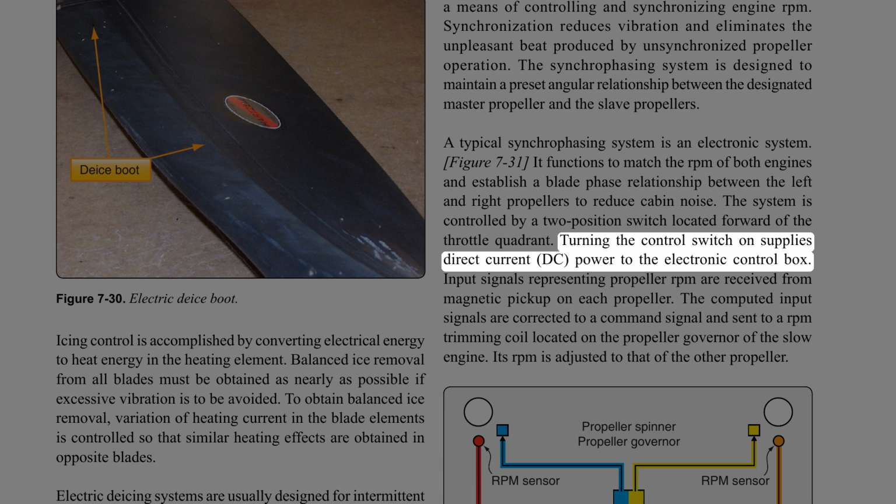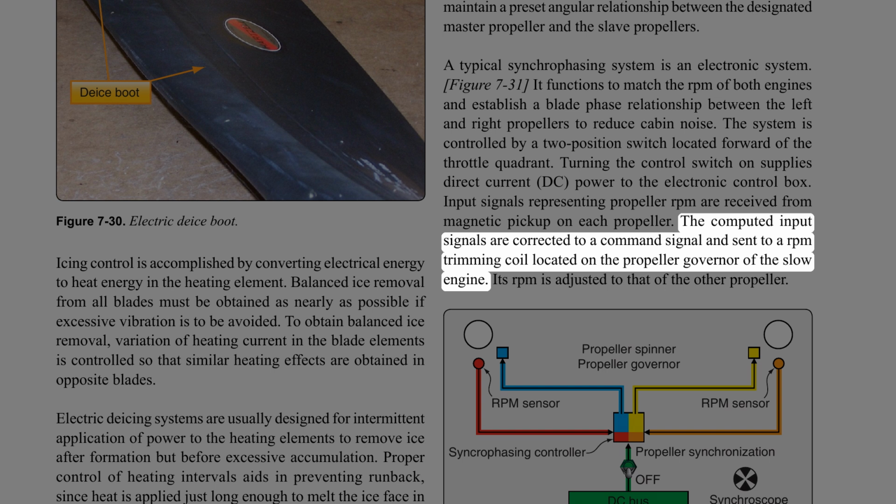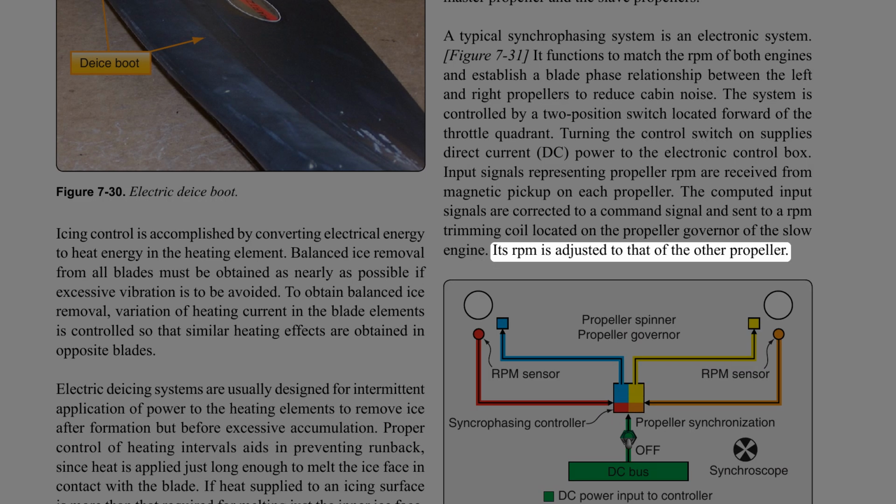Turning the control switch on supplies direct current, DC, power to the electronic control box. Input signals representing propeller RPM are received from a magnetic pickup on each propeller. The computed input signals are corrected to a command signal and sent to an RPM trimming coil located on the propeller governor of the slow engine. Its RPM is adjusted to that of the other propeller.